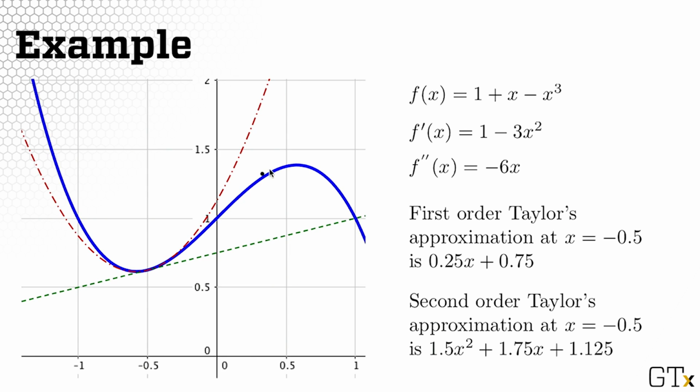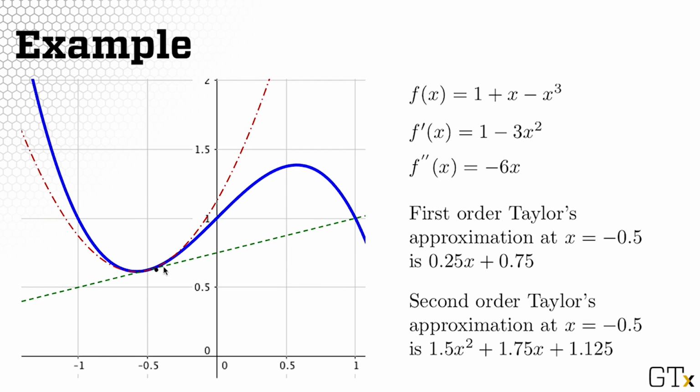This blue curve is our function. What is the derivative of this function? If you take the derivative, the derivative of 1 is 0, the derivative of x is 1, and the derivative of x cubed gives 3x squared. So it is 1 minus 3x squared. That's the first derivative. What is the second derivative? We take the derivative of this again with respect to x, and you get minus 6x. And the first order Taylor's approximation, which you should verify, at the point negative 0.5, if you plug into the formula that I wrote on the previous page, would be 0.25x plus 0.75, which gives you this dotted line.